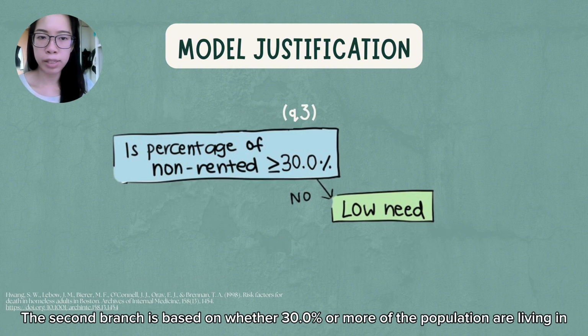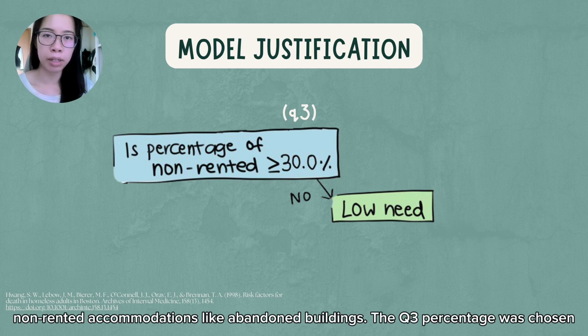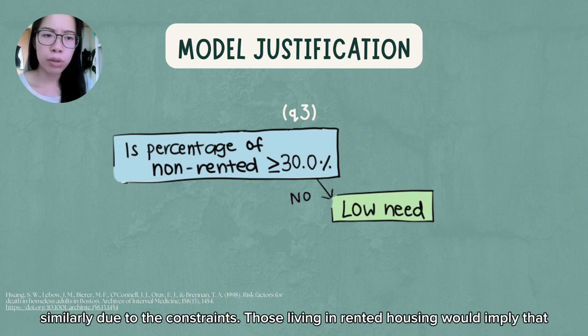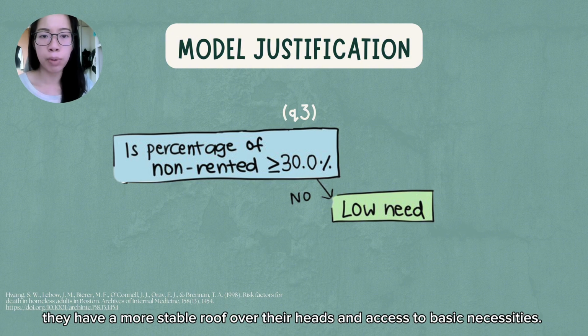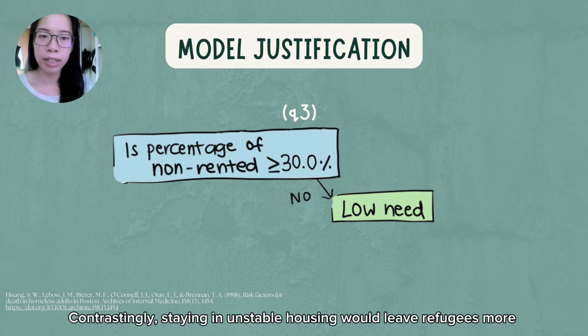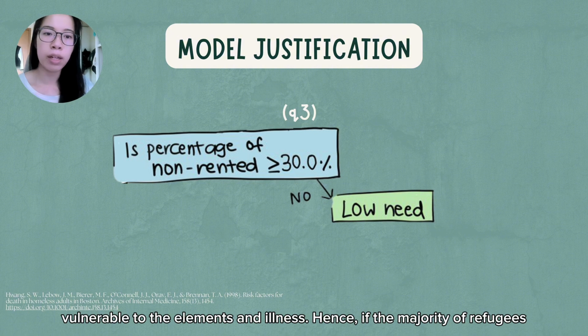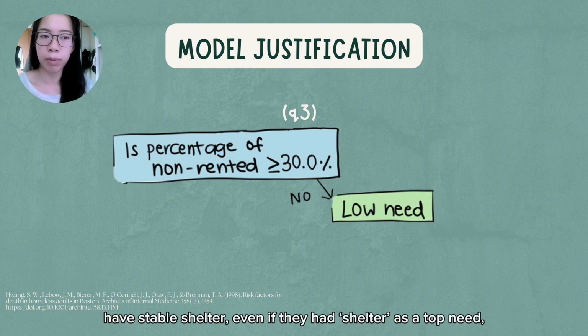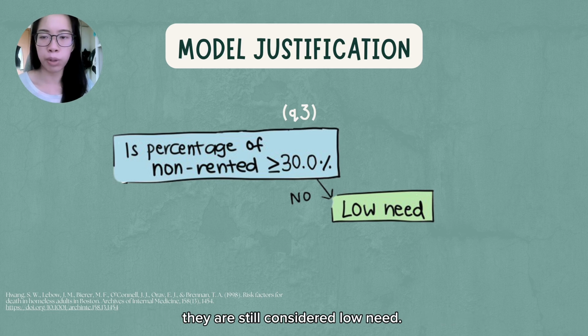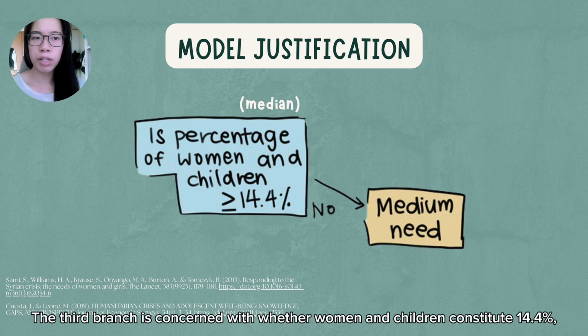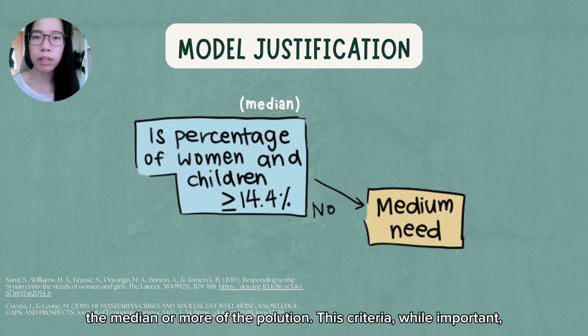The second branch is based on whether 30% or more of the population are living in non-rented accommodations like abandoned buildings. The Q3 percentage was chosen similarly due to the constraints. Those living in rented housing would imply that they have a more stable roof over their heads and access to basic necessities. Contrastingly, staying in unstable housing would leave refugees more vulnerable to the elements and illness. Hence, if the majority of refugees have stable shelter, even if they had shelter as a top need, they are still considered low need.